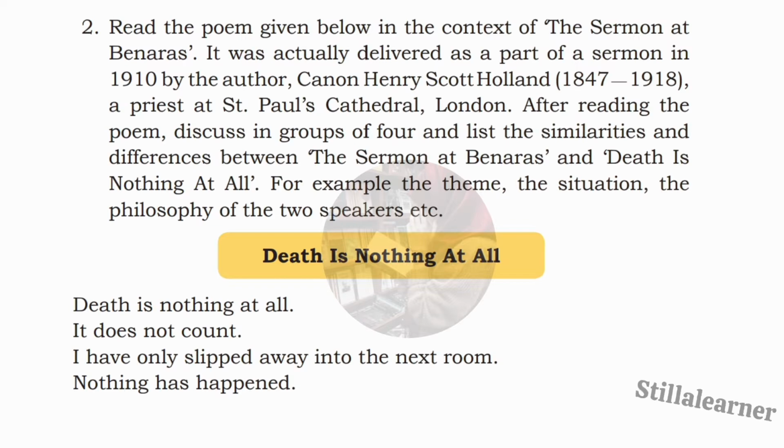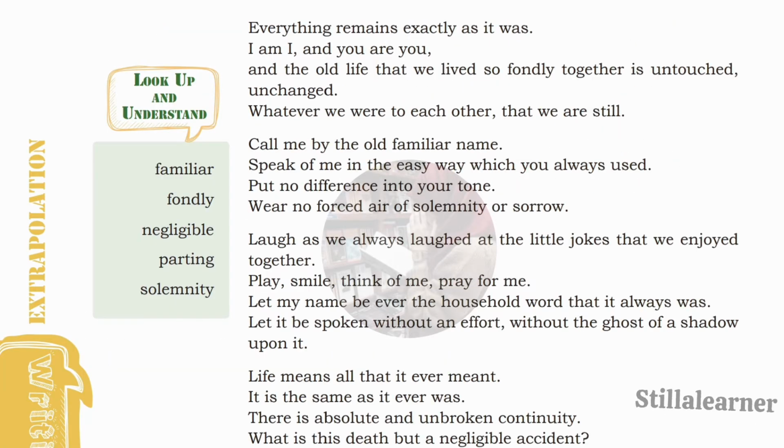So here in this poem, Death Is Nothing At All, the author is telling us that death is nothing actually. It's just like the person who has died, he moved from one room to another room. Maybe he is not there in front of your eyes, but he was among you, but you cannot see him. Just as if he has moved to another room where you cannot see him. That's why please don't count death as anything; he has just slipped away to the next room. Nothing has happened to him. Everything remains the same as it was before.